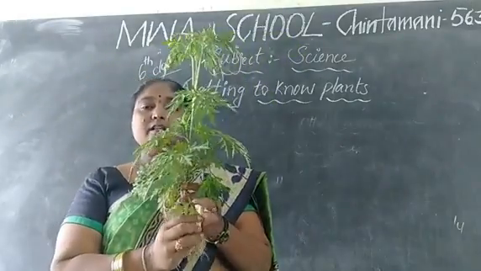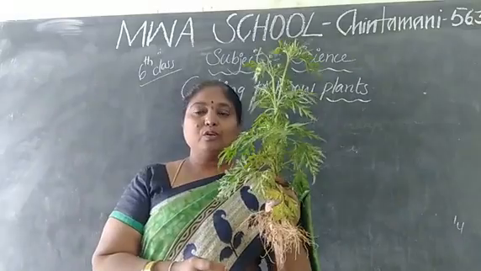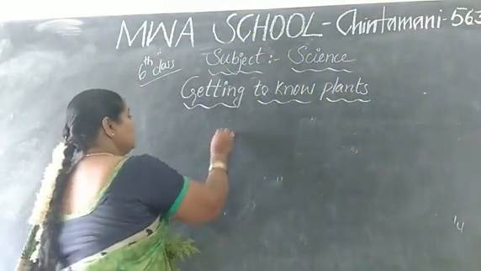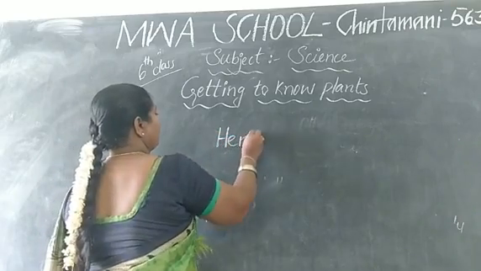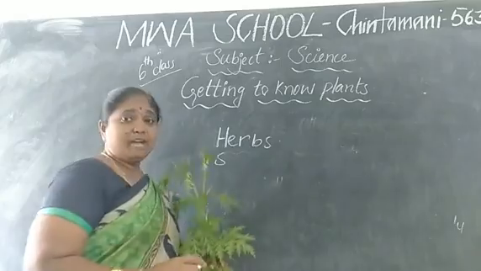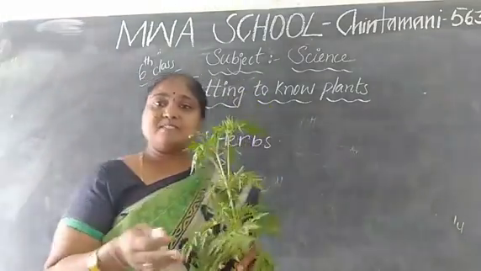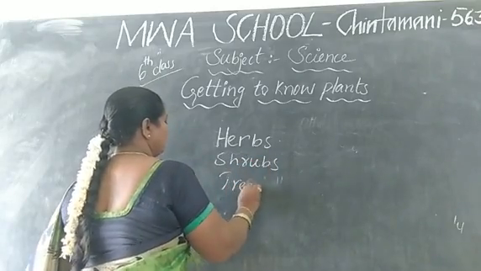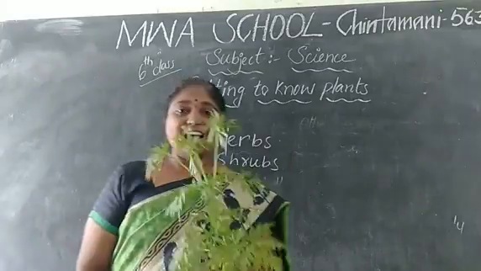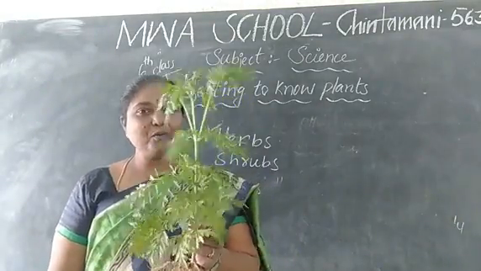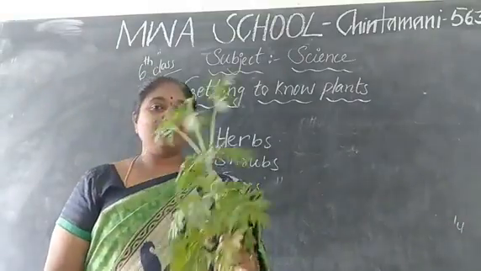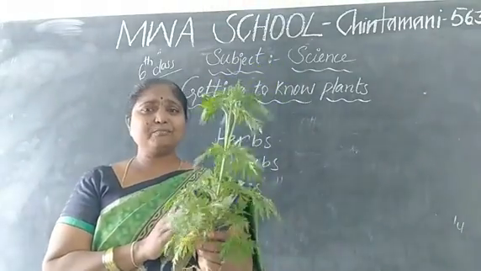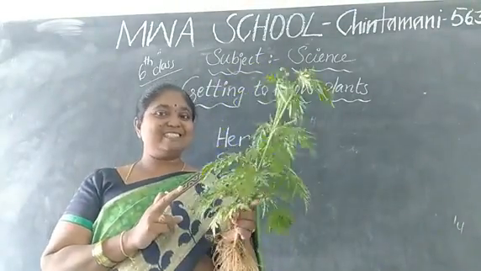Then, these plants we are going to name as herbs, shrubs, trees. Have you heard about this? Herbs, shrubs and trees. Do you know what is a herb? What are shrubs? What are trees? Now, I am taking this plant. Is this a herb or a shrub? You have to tell. Yes, this is a herb.